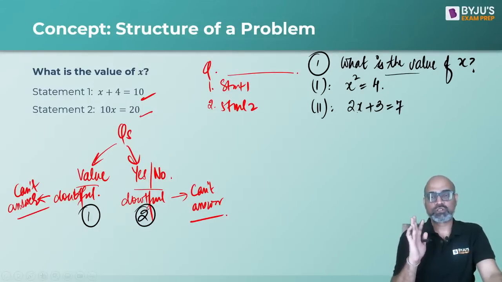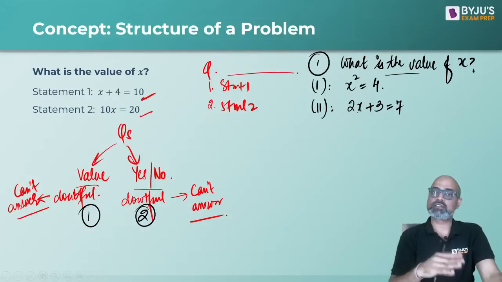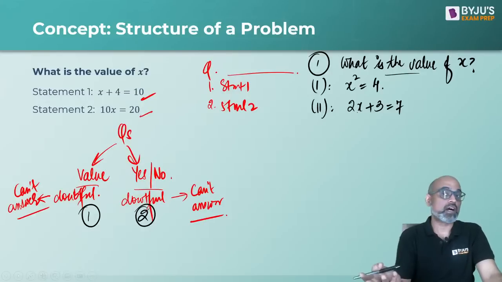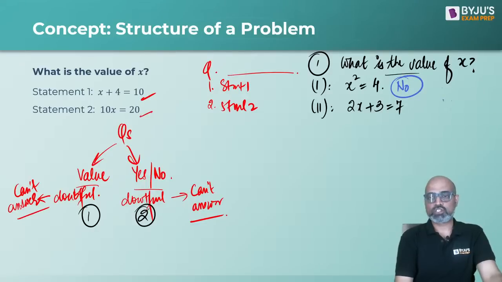Yes or no? As in, you can answer it because you are confident, yes, this is the answer, or you're doubtful. You don't know the answer, so you say, no, I can't answer this. Can you answer this question using the first statement? No, you can't answer. Why? Because you are getting the value of x as -2 and +2. So there are two possible values of x.